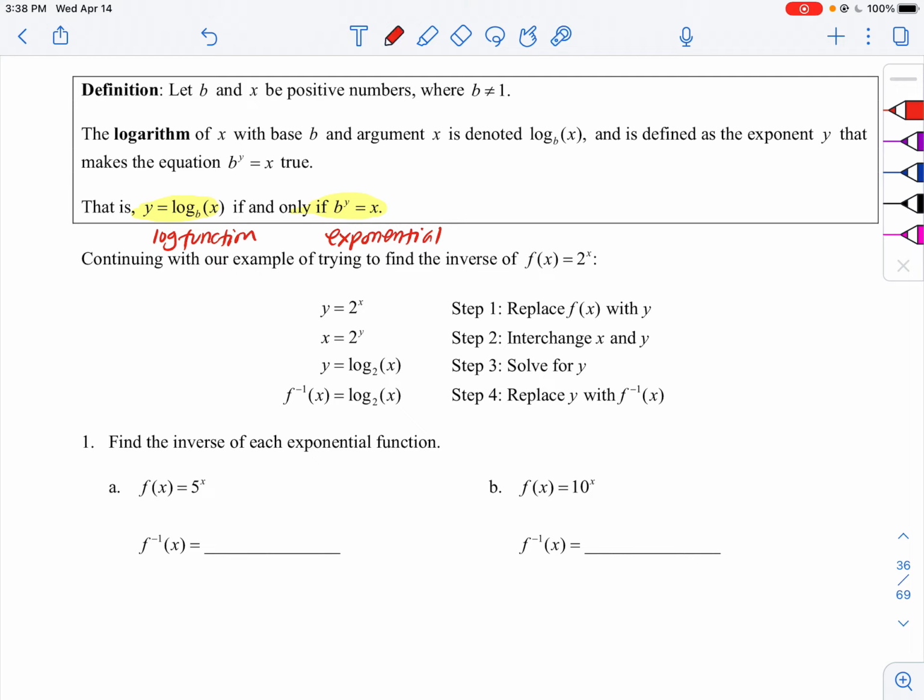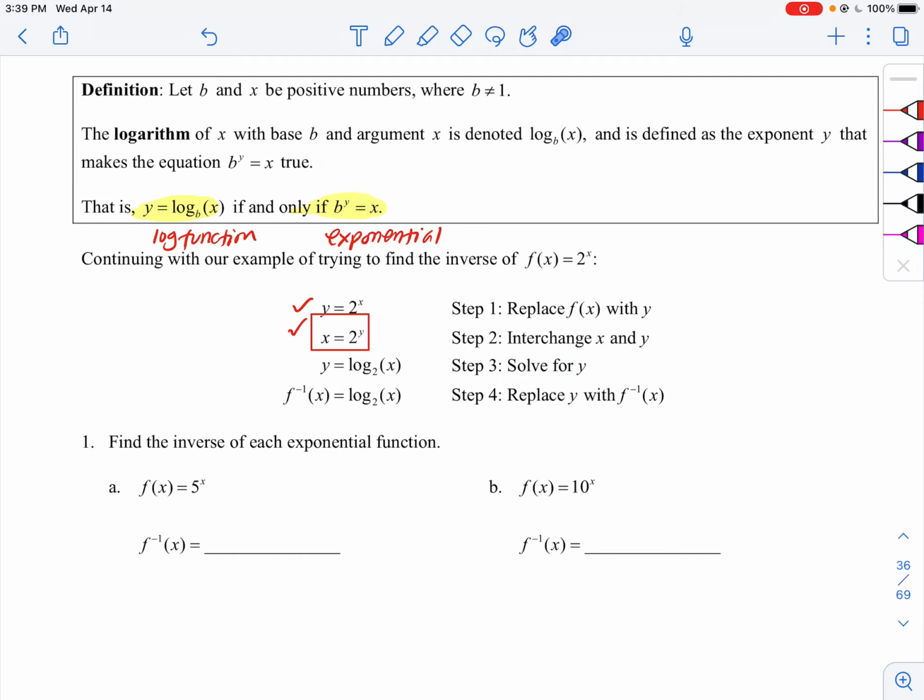So remember, our step 1 was to replace f of x with y. So we have y equals 2 to the power of x. Step 2, interchange the position of x and y. And then now, we are going to rewrite this exponential function into a log function following our pattern, from here to here. And if you take a look in here, we now have y equals log with a base of 2 of x. And then from there, we are going to replace y with f inverse of x.